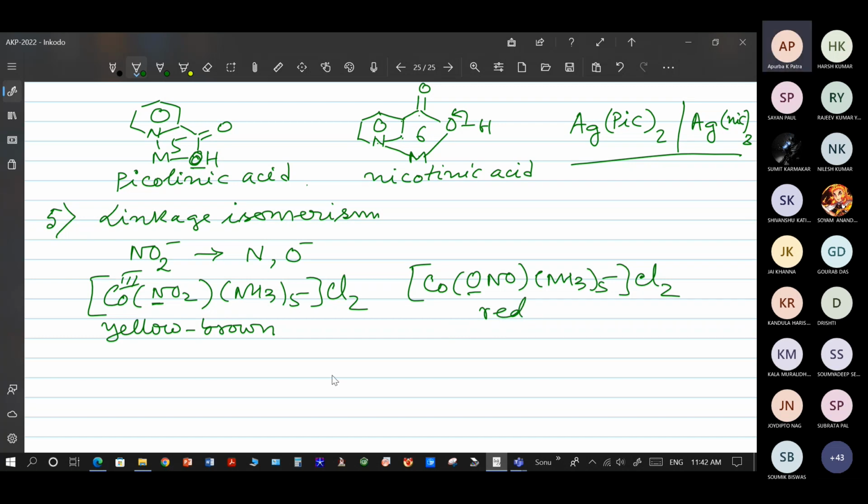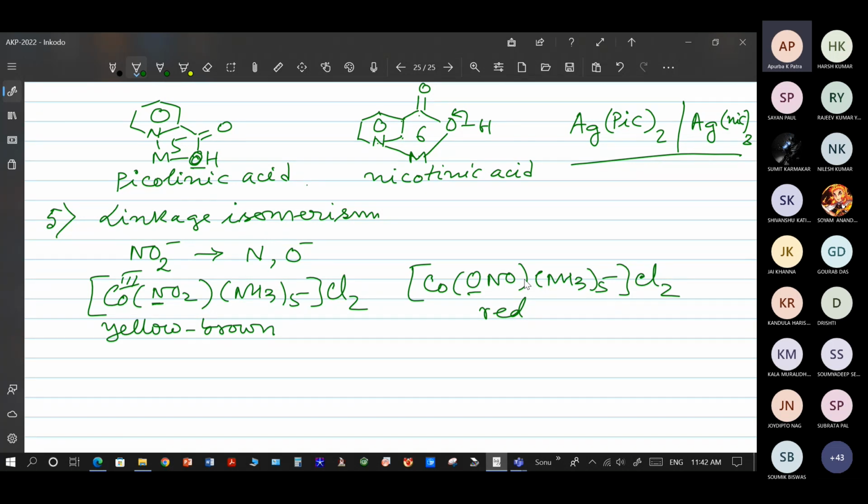So there is some color difference, and it is obvious that you can expect a color difference because the donor atom in the coordination zone has been changed. In this case there were 6 nitrogen donors, but in this case 5 nitrogen donors and 1 oxygen donor. So the crystal field splitting parameter, the t2g to eg gap, will be different, and you can expect different colors. That is one of the reasons for the color of coordination complexes. That is the d-d transition. Others are the charge transfer transitions. That color part we will discuss later on.